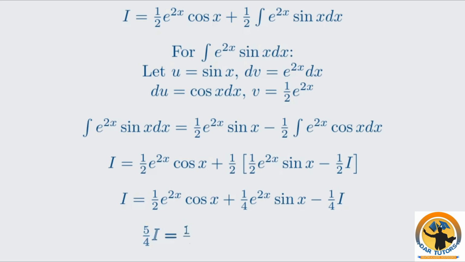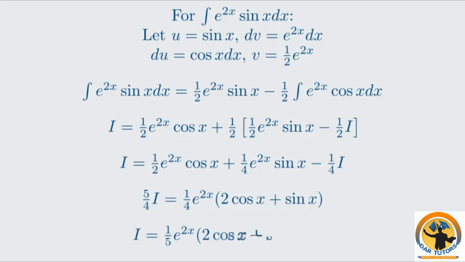Adding 1/4 I to both sides gives 5/4 I equals 1/4 e to the 2x times the quantity 2 cosine x plus sine x. Multiplying by 4/5, we get I equals 1/5 e to the 2x times the quantity 2 cosine x plus sine x plus c.